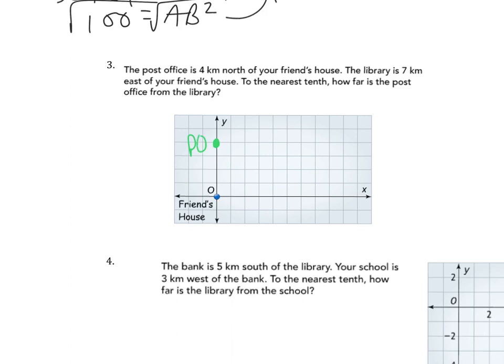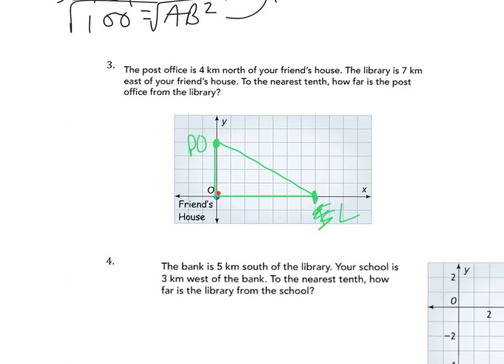The library is 7 kilometers east of your friend's house. So F for friend. So there's the friend's house. To the nearest 10th, how far is the post office from the library? So this is, I read this wrong, this is library right here. We'll call it L. So the library is right here.